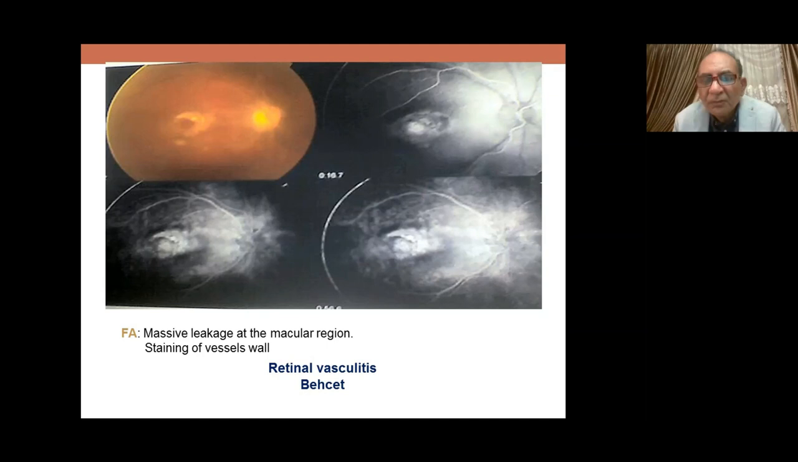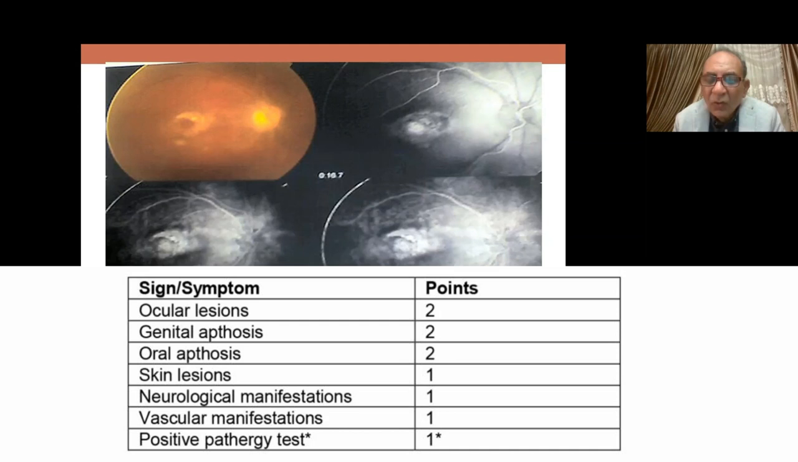Many diagnostic criteria, but I follow what I'm going to tell you now. There is a scoring system. For oral ulcers we give two, but it has to be a recurrent ulcer, more than 3 times per year, maybe aphthous ulcers or serpiginous ulcers. Genital ulcers, we give 2 as well. Ocular lesion, give it 2. Neurological lesion, give it 1.